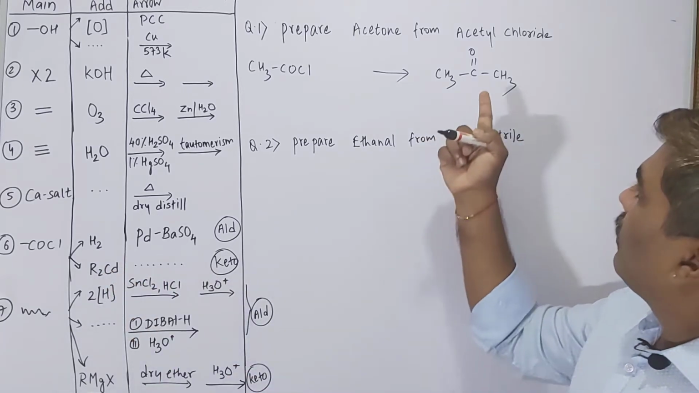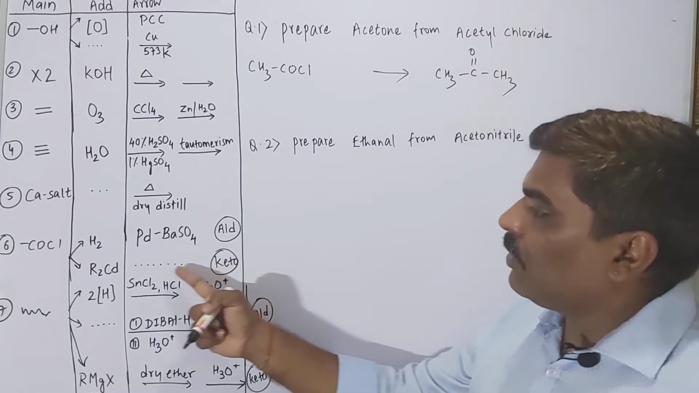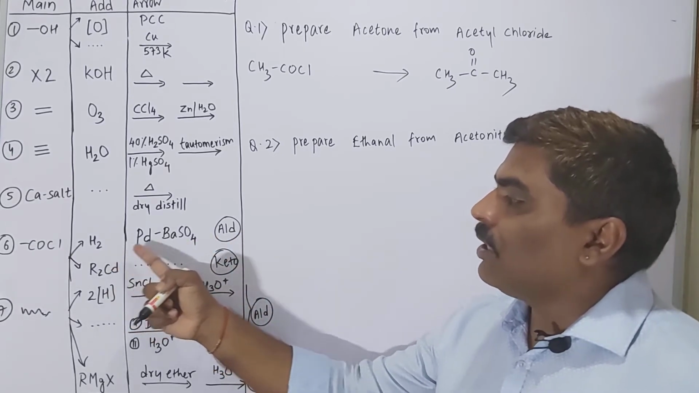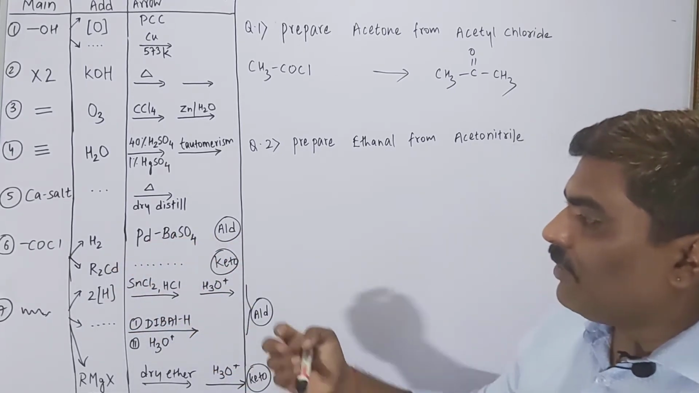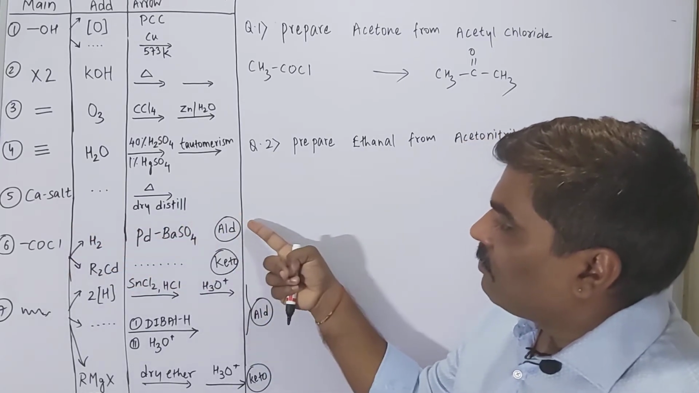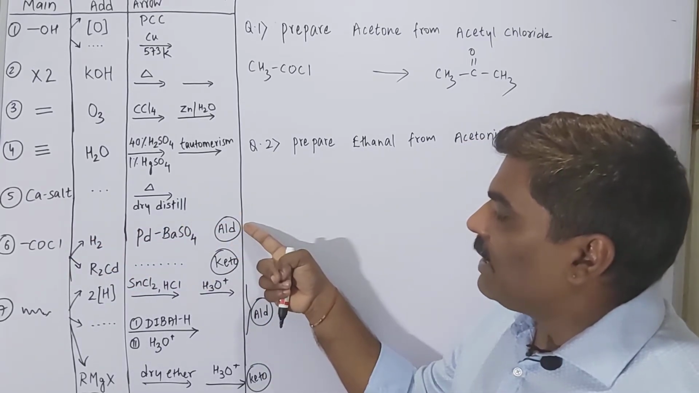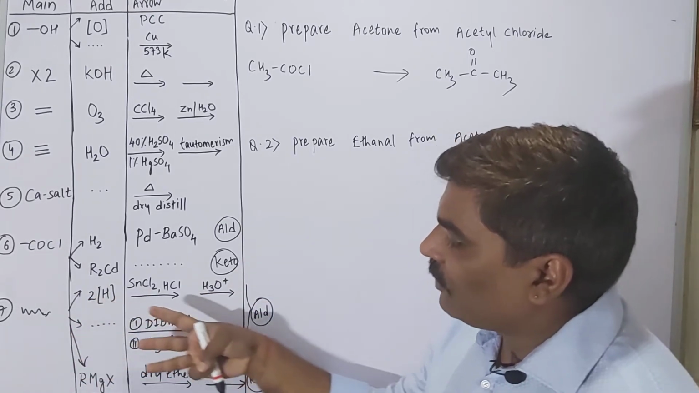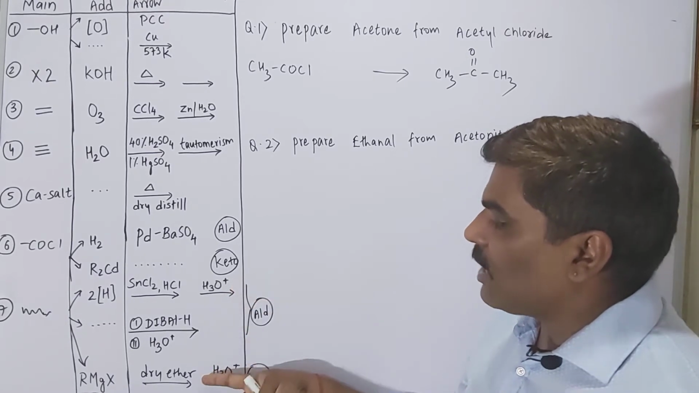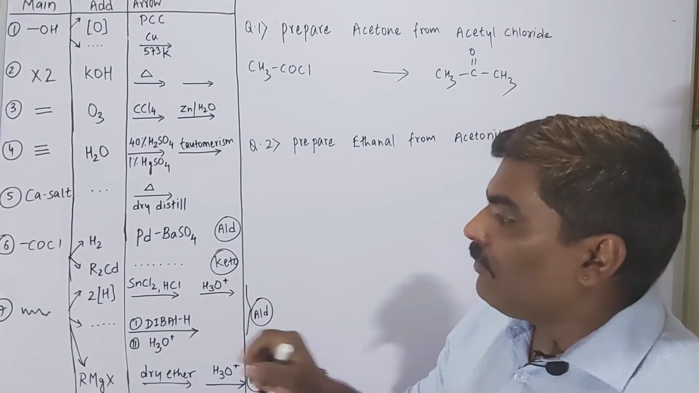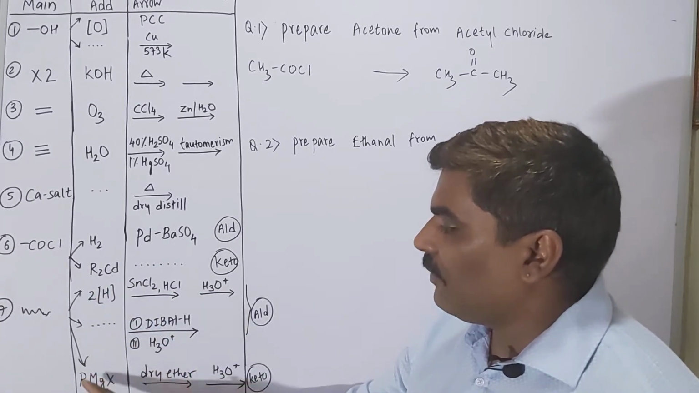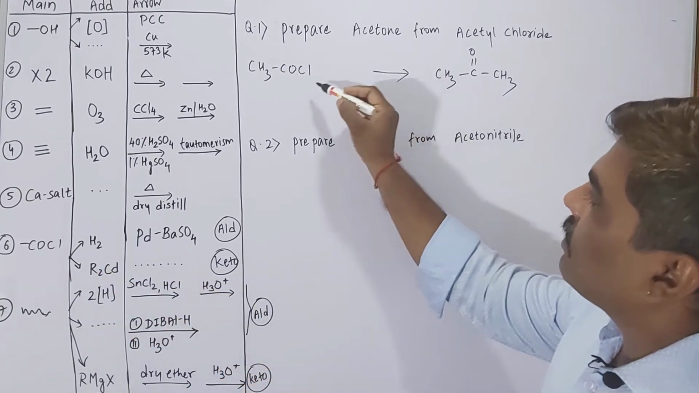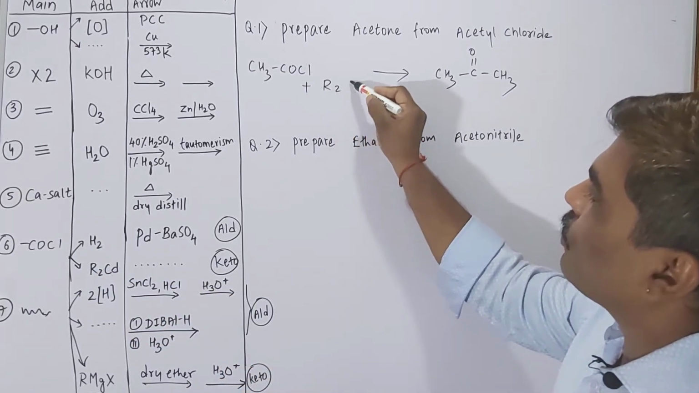So you have to see, for ketone, R2Cd. If you want to prepare aldehyde, then hydrogen and Pd/BaSO4. What I have given, if two possibilities are there, the one at the top is aldehyde and below we have ketone. In number 7 we have 3. Out of 3, 2 are for aldehyde and the last one is for ketone. If there is R, that is for ketone. So here we require R2Cd.